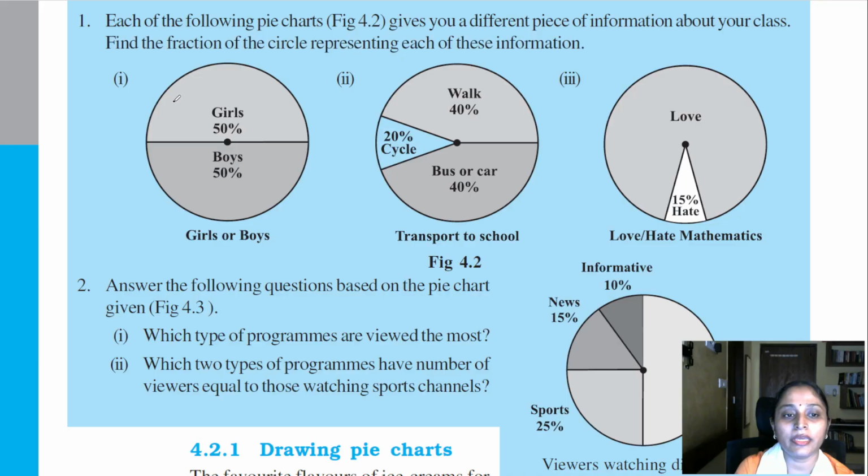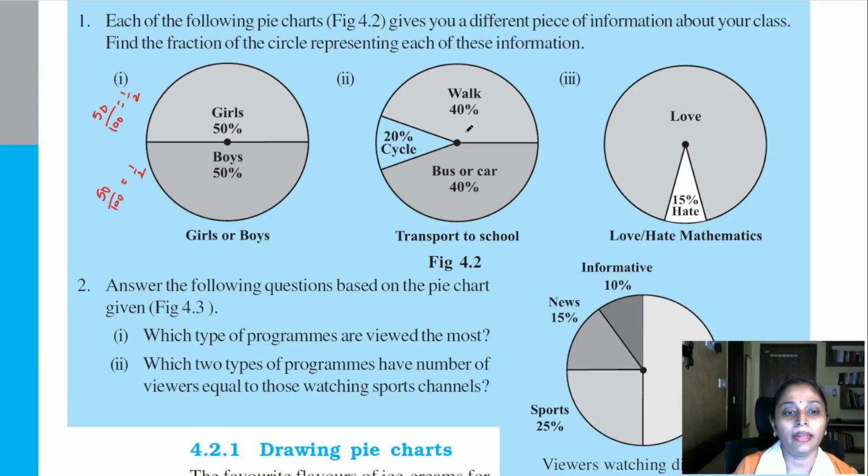Now simply you're going to say 50% is nothing but 50 by 100, which is nothing but 1 by 2. Clearly it is half the circle. Boys is again 50 by 100, which is again 1 by 2, right? So this is how you're going to convert the given pie chart, the different categories into fractions. You have to take the value that they have given divided by total parts. Because in this particular example, they have given percentages, we are going to take the total parts as 100.